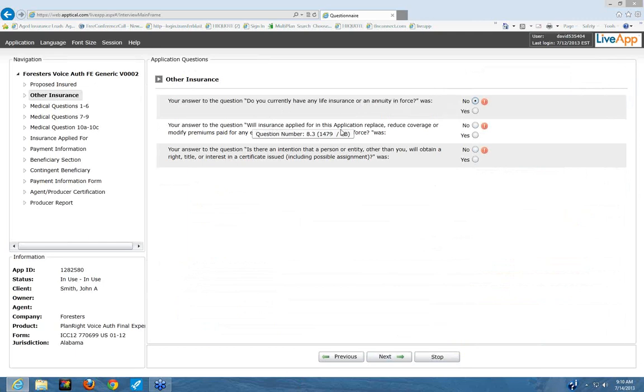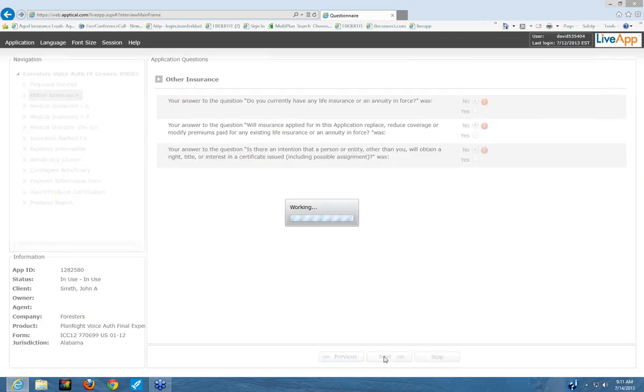Will this insurance applied for replace any existing coverage? Again, Mr. Jones, if let's say he said yes to me, I would say just let you know that this insurance being applied for will not replace, reduce coverage, or modify any existing life insurance, okay? And you will be the owner of the policy, Mr. Smith. I keep on saying Jones, but bear with me. Mr. Smith, so you and only you can make changes to the policy. Hit next.